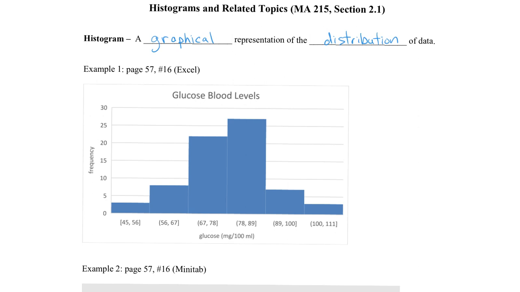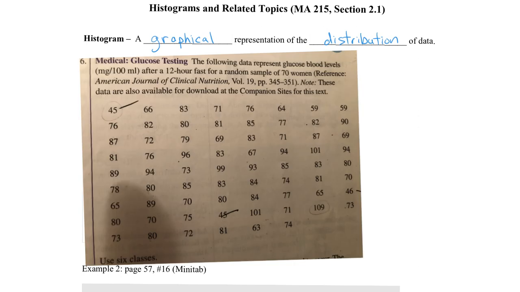So let me show you what these numbers look like. Here they are, 70 numbers. And when you just look at 70 numbers, it's hard to make much sense out of the data. So I'm going to show you a couple examples, one using Excel and one using Minitab, where the software took these 70 numbers and turned them into a histogram.